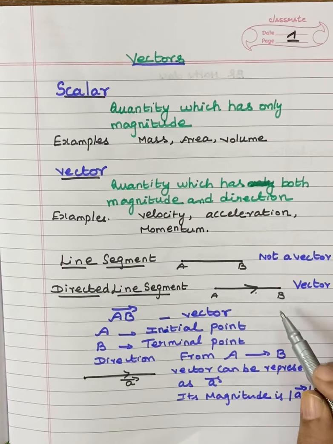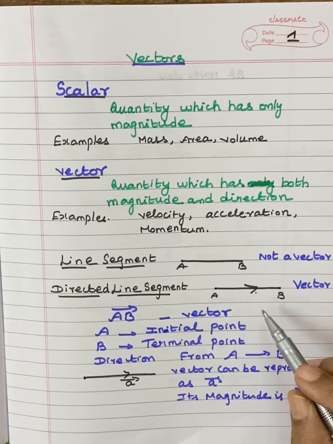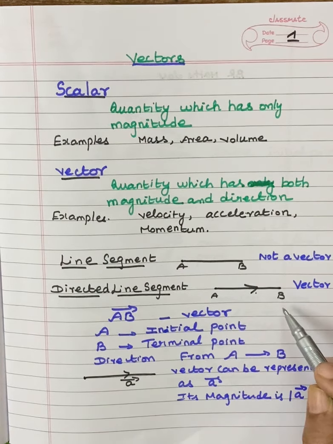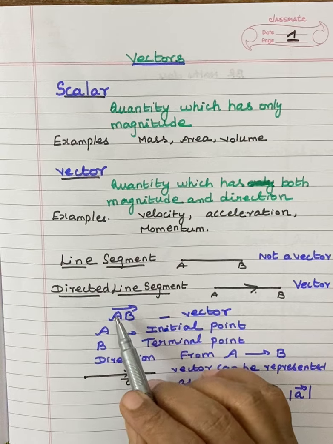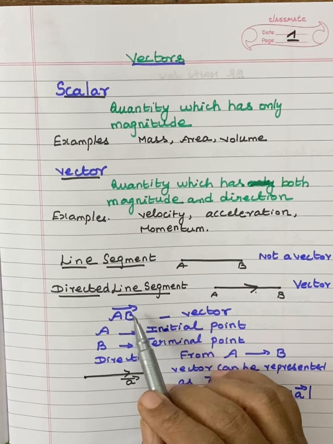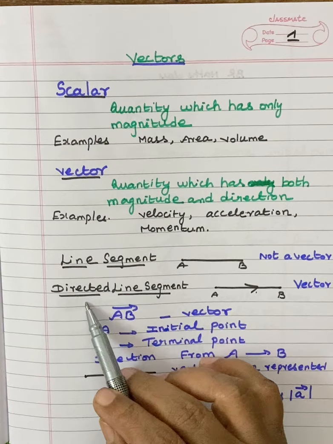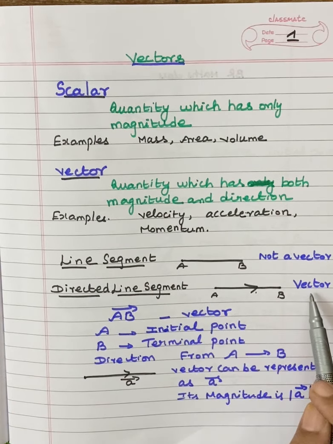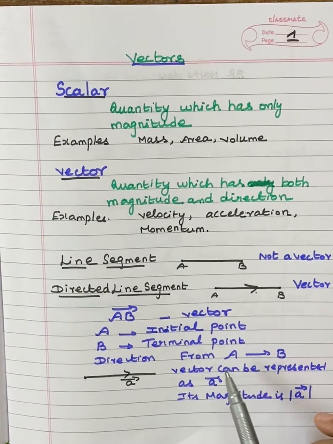So suppose let us take a car moves from A to B. The distance travelled is AB. The direction is from A to B. So this arrow AB represents a vector. So AB vector, a directed line segment, is called vector. A is the initial point, B is the terminal point. The direction is from A to B.